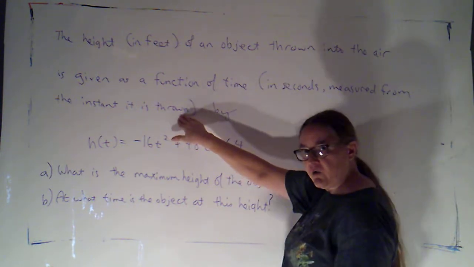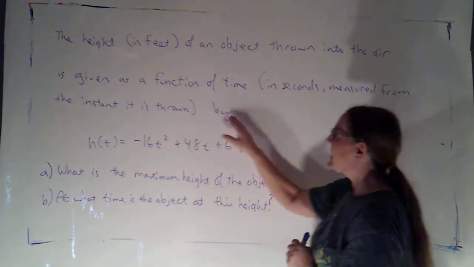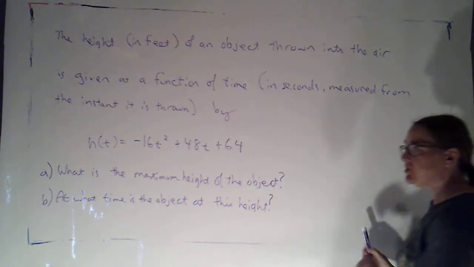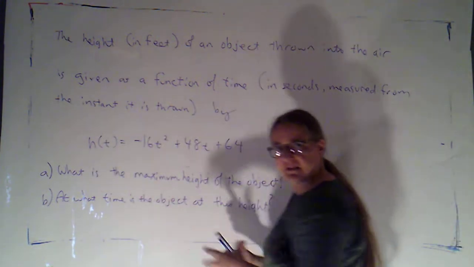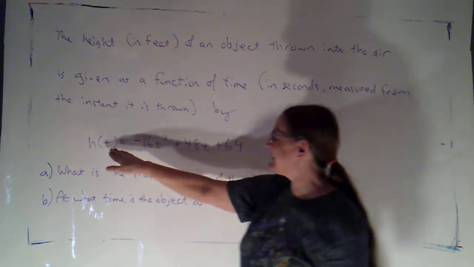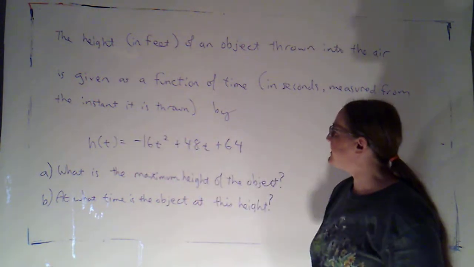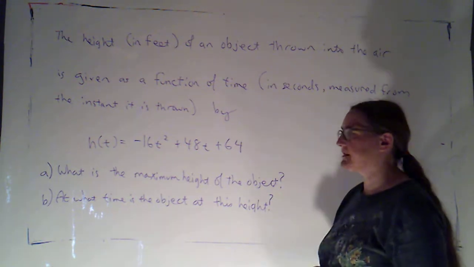So time 0, we throw the object into the air. And it's given by this formula, h of t. It looks like we're using h because that stands for height, and t is our time. And it's negative 16t squared plus 48t plus 64.